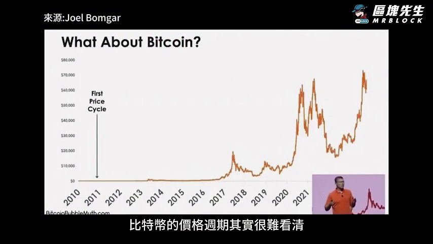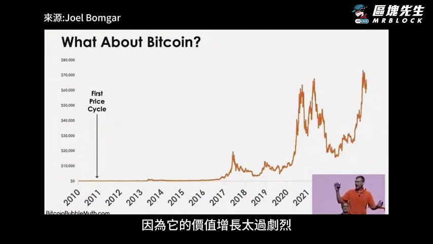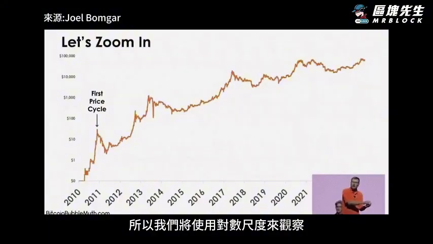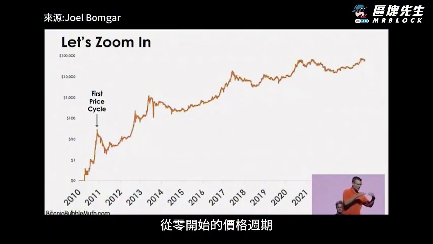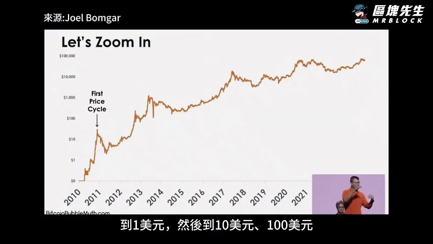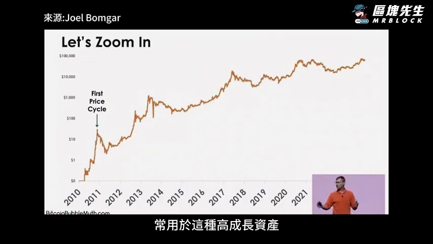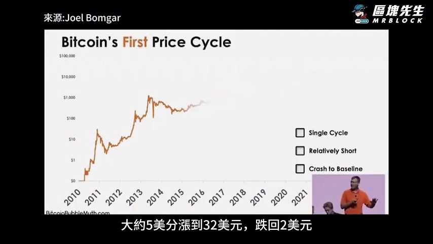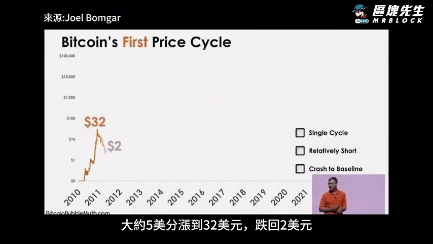So what about Bitcoin? Well, Bitcoin is actually hard to see the price cycles because it's increased so radically in value over time. So we're going to use a logarithmic scale to look at what it looks like on a price cycle where you go from $0 to $1, then to $10, $100. It's called the logarithmic scale, which is often used for assets with this level of upside. So in the first price cycle, Bitcoin went from about 5 cents up to $32, back to $2.